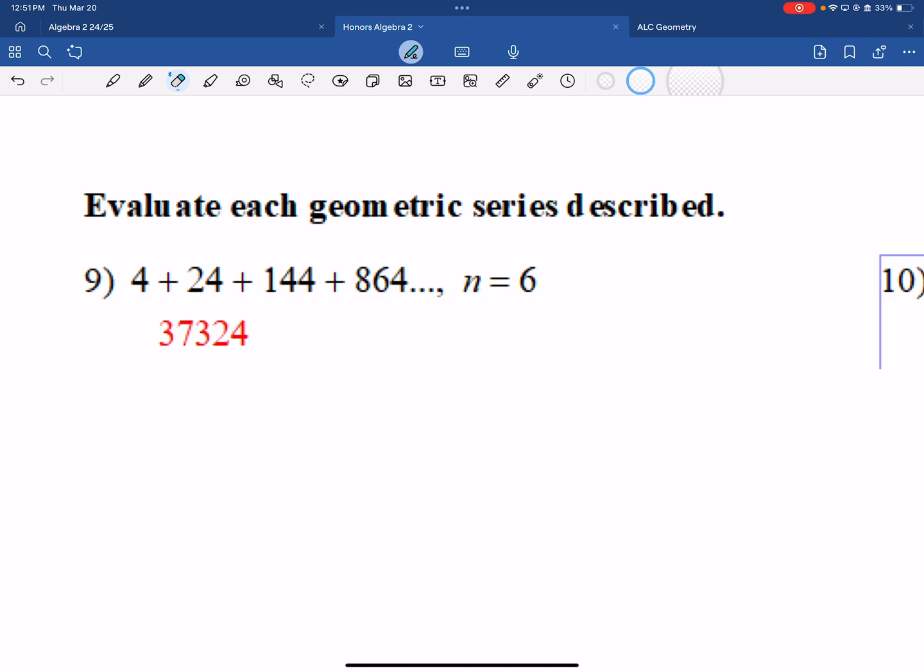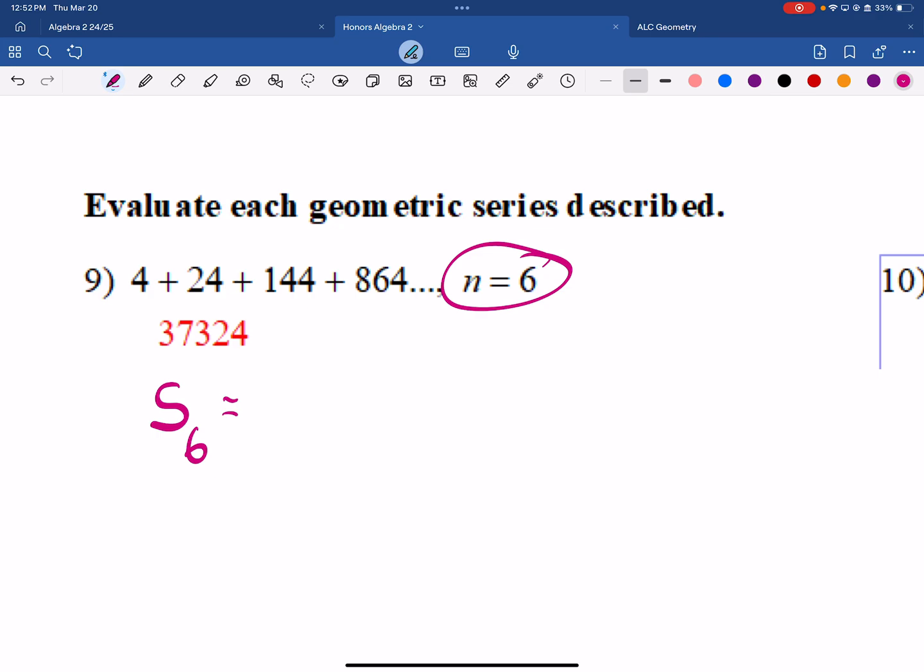And just make sure that we can do the calculator pushes. So what we need in order to find the sum, we're at our n is 6. We know that. So that means we need to find the sum of the first 6 terms in this sequence.